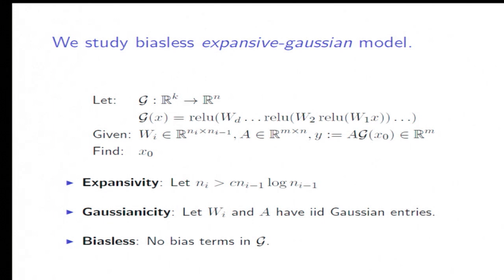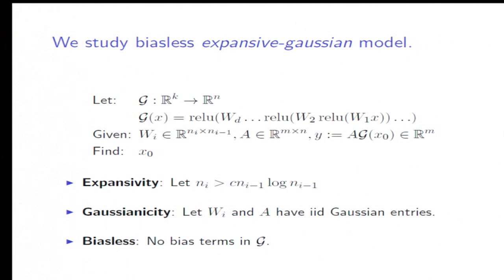So a couple of quick assumptions. The first is that of expansivity. So we basically say that the layers get bigger as you go deeper. And this makes sense because the inversion has to be a compression process. And then the second, which I suppose is fine in this community, is that the weights and the A is, of course, Gaussian in the general compressive sensing framework, but the W's are also Gaussian.